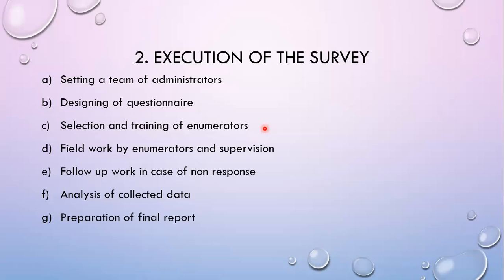So what should I do? I should guide you, I should train you. This is how we have to do it: how you have to look after your friends, who is doing what, which mistakes are done by whom. If I give you training, then only you can come and give me the proper information. In the same way in statistics, selection and training of enumerators is important.